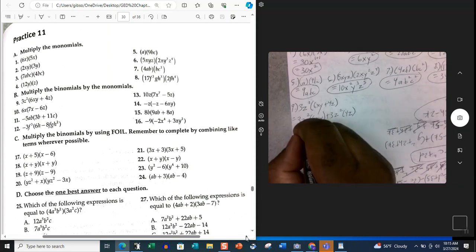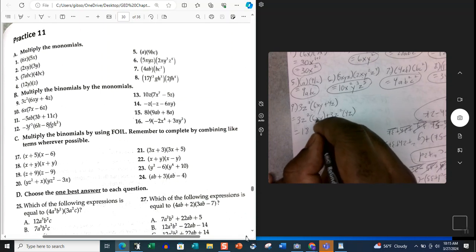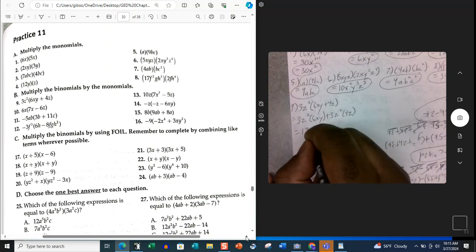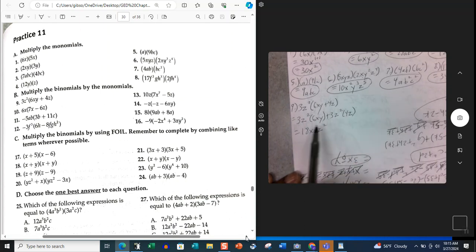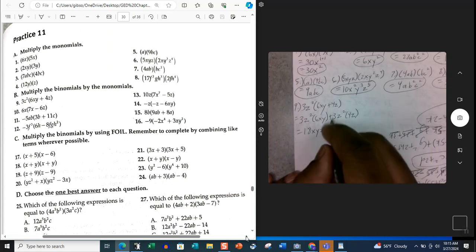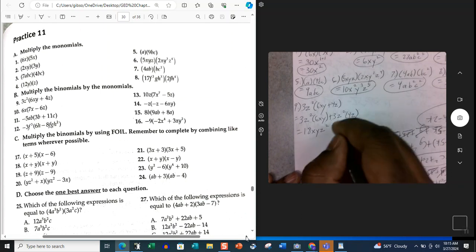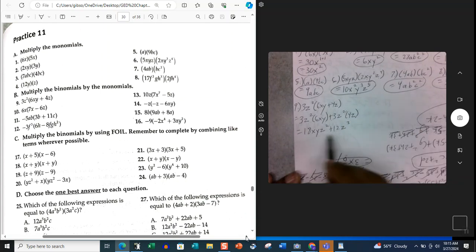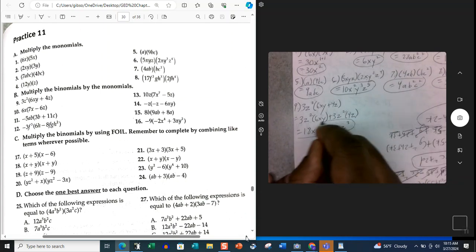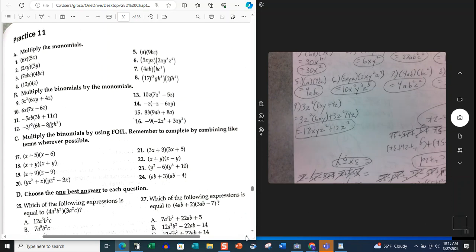So 3 times 6 is 18. And then we put it in alphabetical order. This would be x, y, z squared, because none of the variables have the same base. Now, we take 3 times 4, which is positive 12. Z squared times z is z to the 3rd power. And they are not alike, so this will be our final answer for number 9.